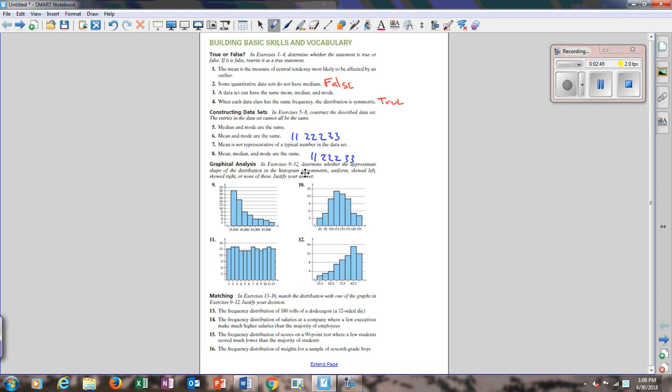Number 10. Determine whether the approximate shape of the distribution in the histogram is symmetric, uniform, skewed left, skewed right, or none of these. Justify your answer. Okay, so for this one, it's pretty close to symmetric. The reason it's close to symmetric is because you have your high points and your lower points on the sides. So your high point is in the middle. If we flip this over, actually just spun the whole graph, it would look pretty close to the same thing. So that one would be symmetric.